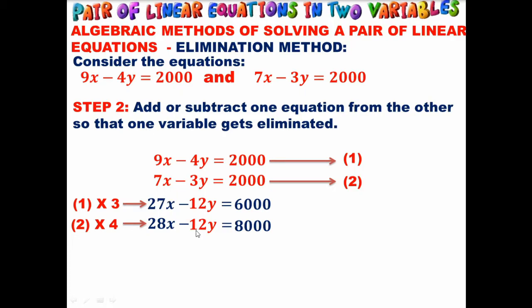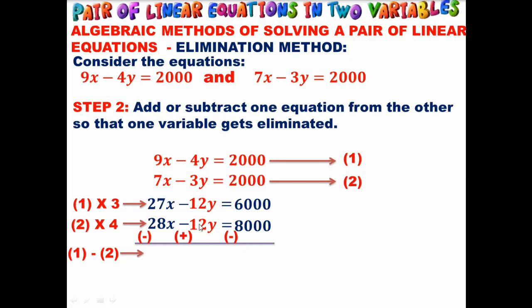Here I have the coefficients to be of the same sign: minus 12, minus 12. So I am going to subtract these two equations, equation 1 minus equation 2. In order to subtract, you know that you have to change the sign of the second equation, isn't it? All the terms in the second equation, I have changed the sign.